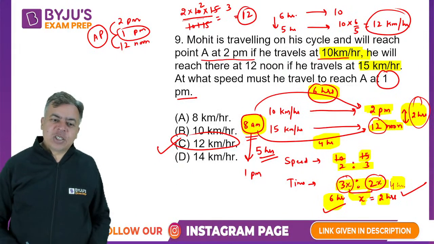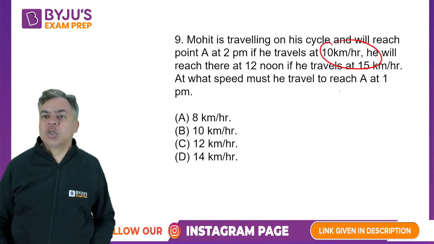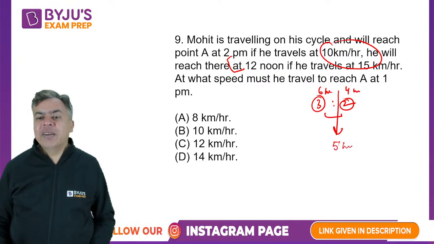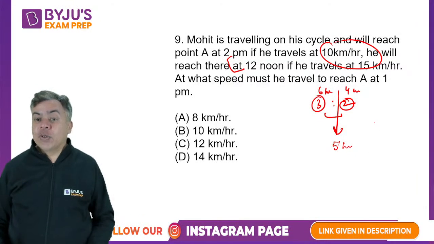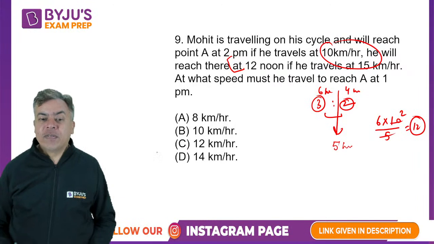When you know this also, that 10 is to 15 is 2 is to 3, so the time taken will be 3 is to 2, right? Which is, the difference is 2 hours. So here the difference is 2 hours. So this will be 6 hours and 4 hours, right? So now you are talking about 5 hours in between. So 5 hours. So the same distance which you are taking 6 hours at speed 10, now in 5. So 5 into 2, so the speed should be 12.